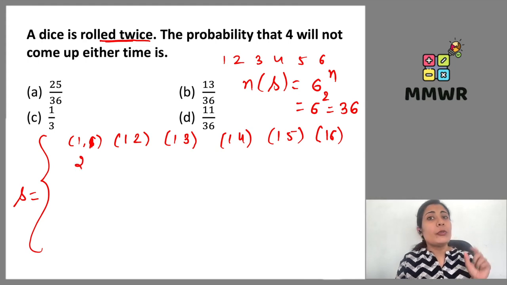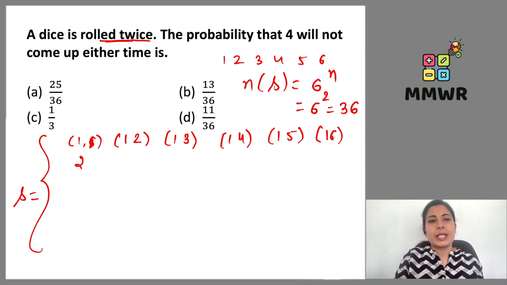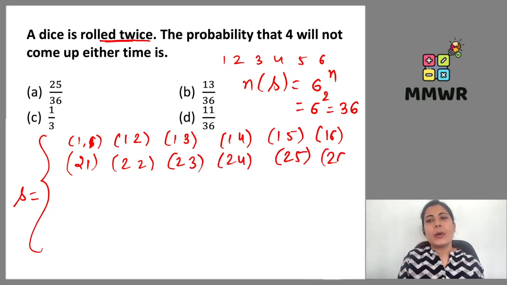Similarly, if we are getting 2 after rolling the dice for the first time, अगर फर्स्ट टाइम रोल करके 2 मिल रहा है फर्स्ट डाइस पर, and then the second dice is alternatively giving us any of these 6 numbers. Any of the numbers can come: 2 1, 2 2, 2 3, 2 4, 2 5, 2 6. Likewise, the sample space can be generated, right?